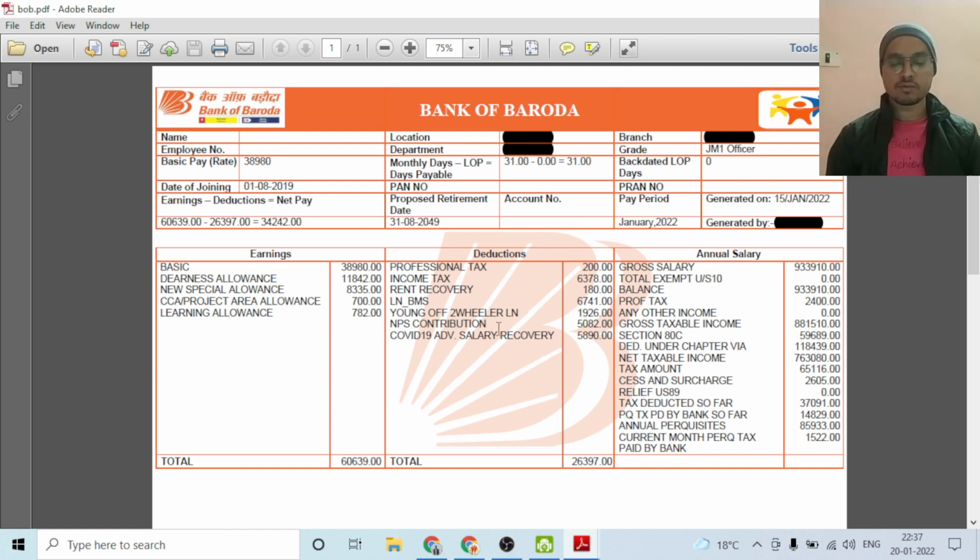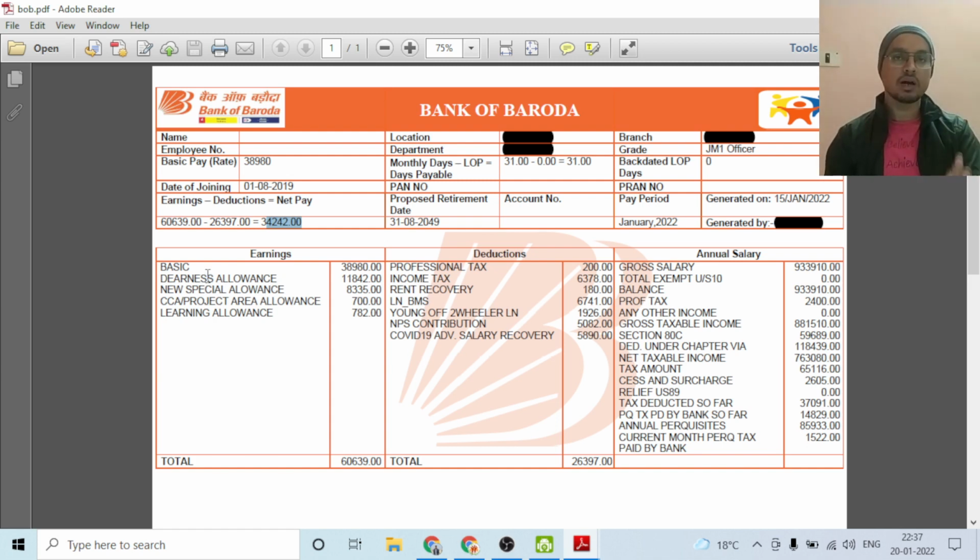NPS contribution 5,000 rupees. COVID-19 salary advance salary recovery. He has taken a salary advance, so he is paying the salary recovery amount. That is how much? 5,890 rupees. So his total deduction is 26,397 rupees. So you can see here that after all the deductions, his net salary is 34,240 rupees.